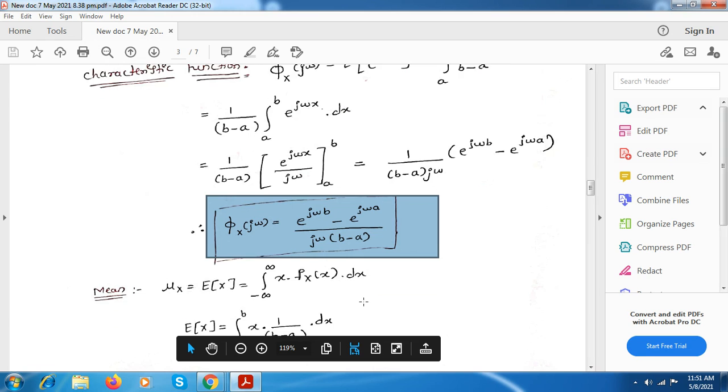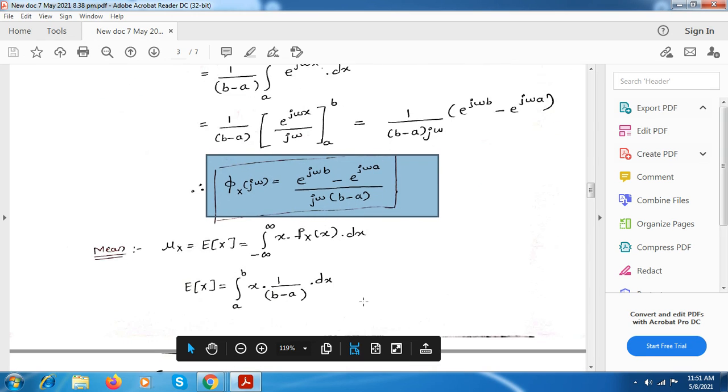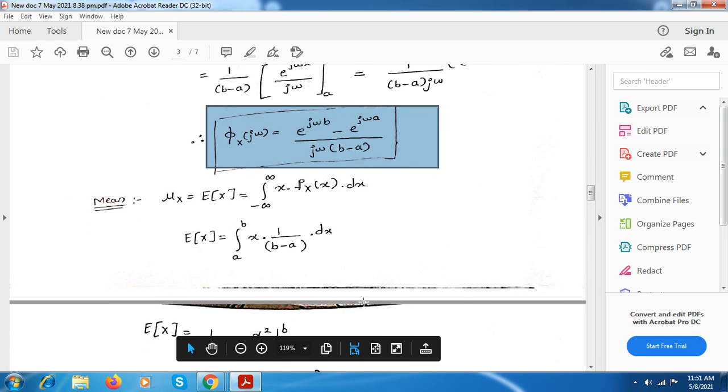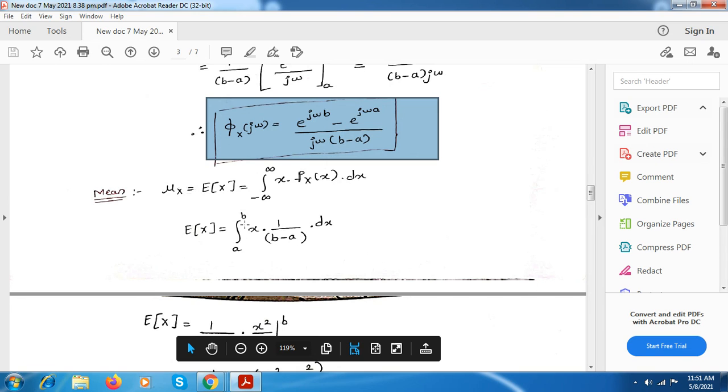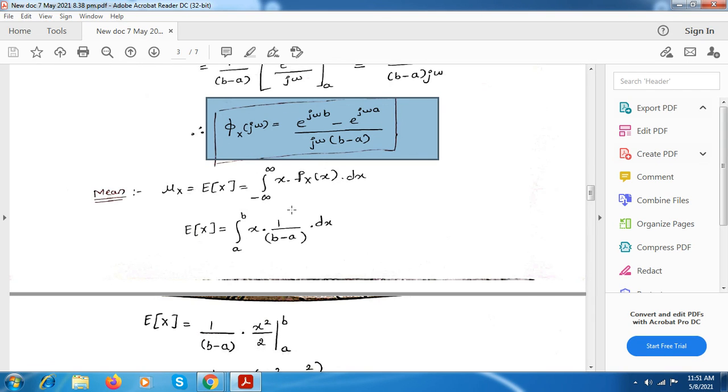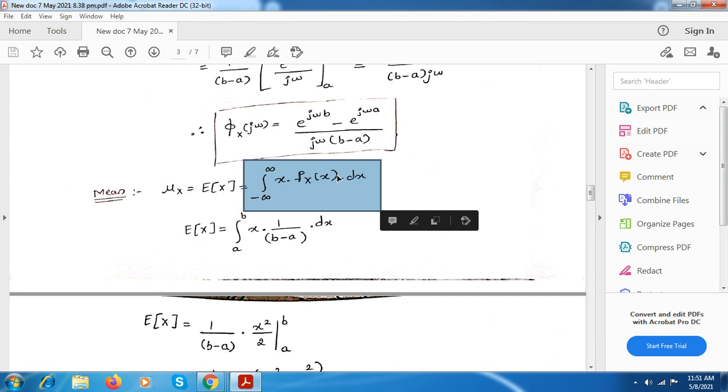So we will see the derivation for mean, that is mu x is equal to E of x. Here the normal equation we have for mean is integration minus infinity to plus infinity x into fx of x into dx. This is continuous, so we have to integrate, and x is multiplied with the fx of x, that is the pdf of uniform distribution.